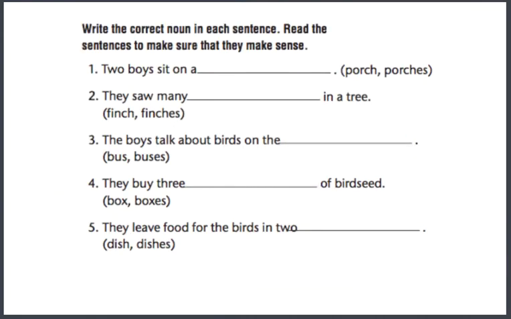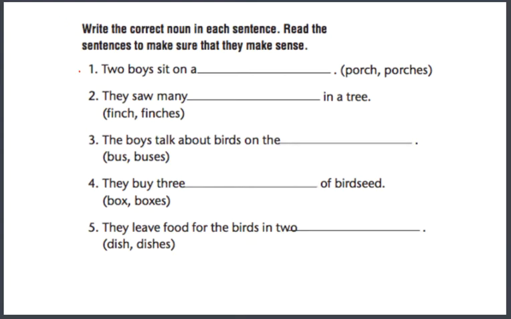Right now, we're going to look at 5 sentences. Some of the sentences will name more than one and some will not. That means that we're going to use a thinking question to know if they're talking about more than one, and if so, we'll need to write the word out in the ES ending. It says write the correct noun in each sentence. Read the sentences to make sure that they make sense. So we're going to do this together.